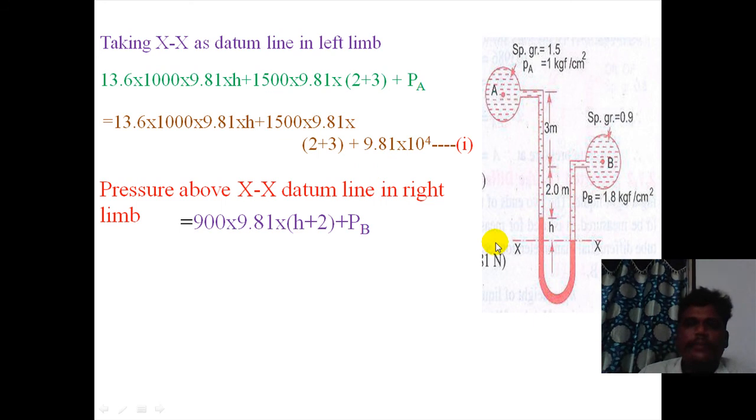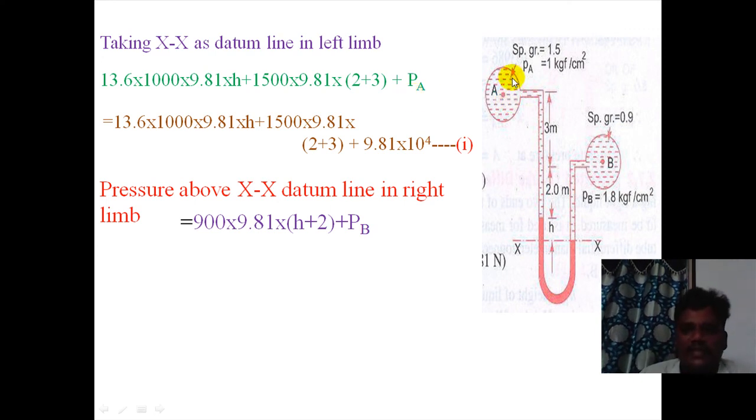Now we have to calculate. First we have to consider the datum line here. This is the datum line. Now we have to consider the left limb. This is the left limb and this is the right limb. This is the left one, this is the right one. Now consider the left limb. Whenever we consider the left limb, PA, the pressure force, is acting.